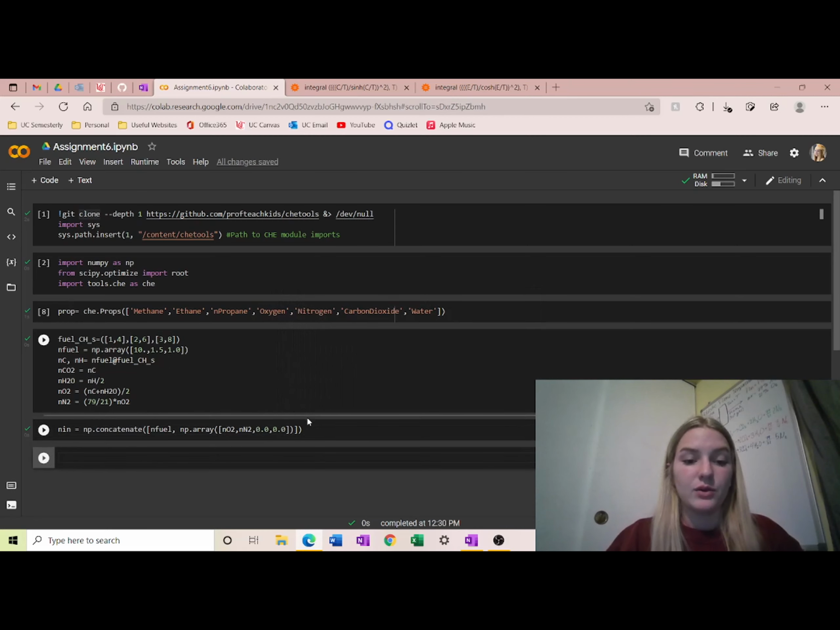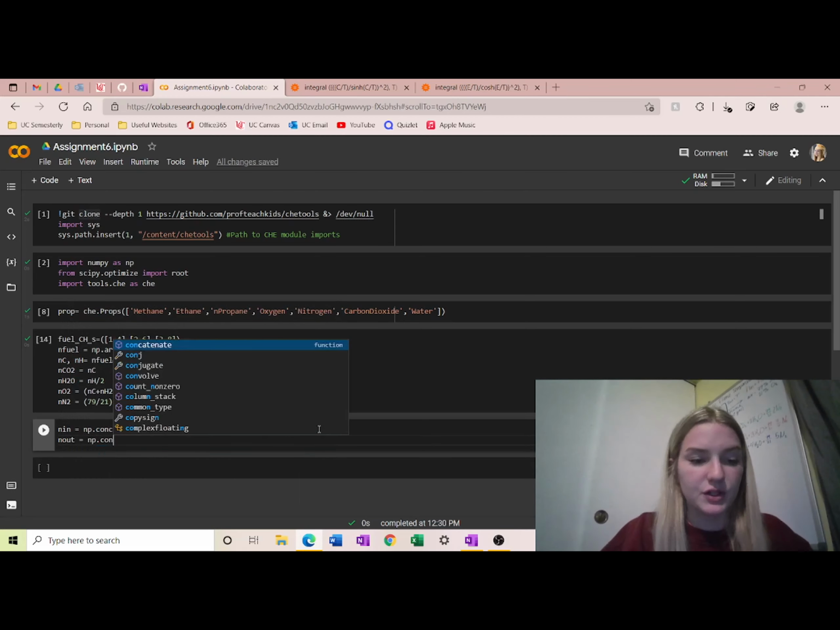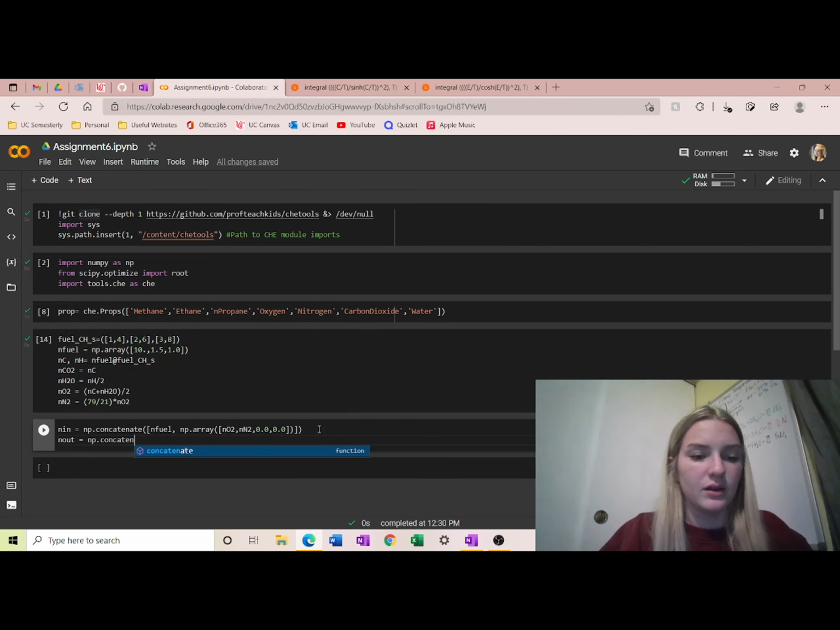So now we are going to look at the number of moles out, and we are going to use the same function to combine arrays here.